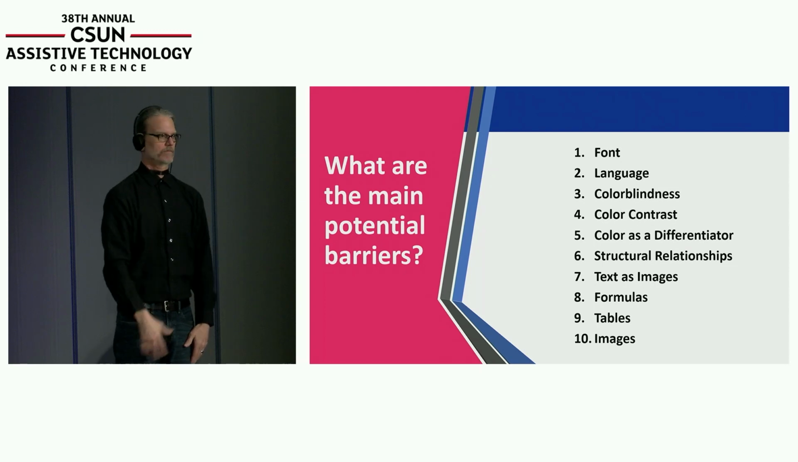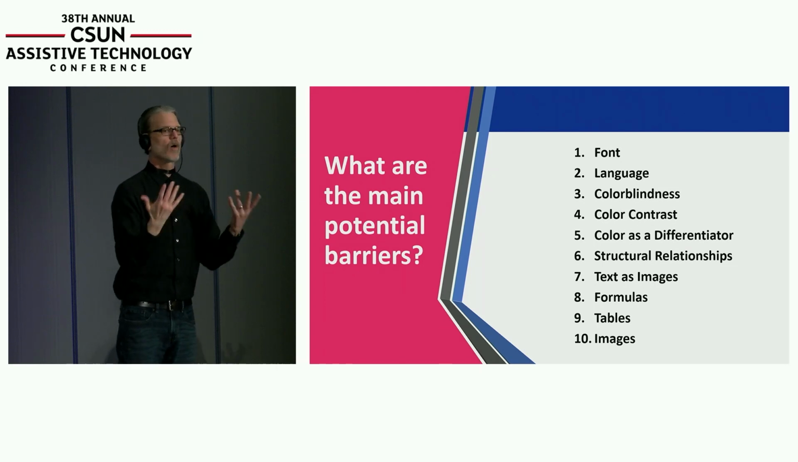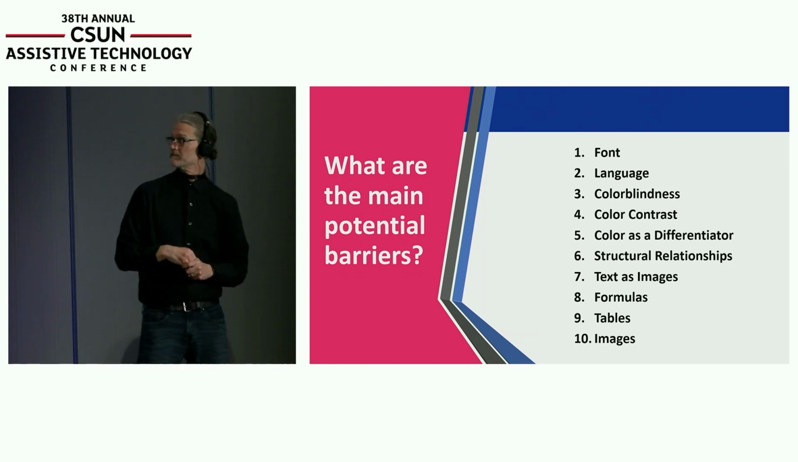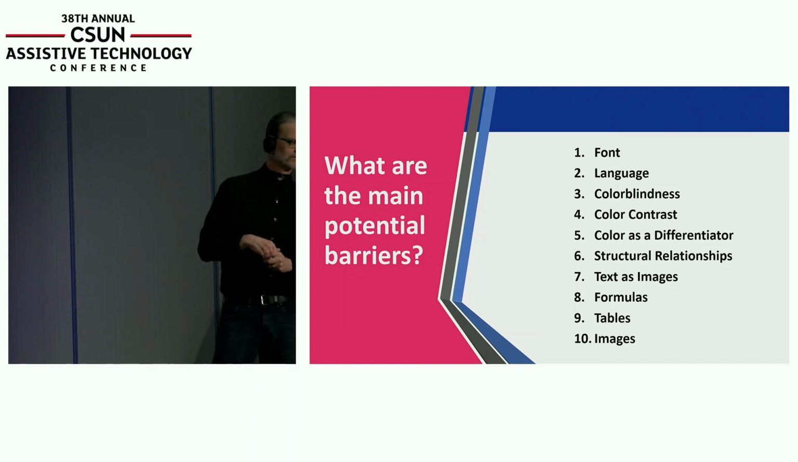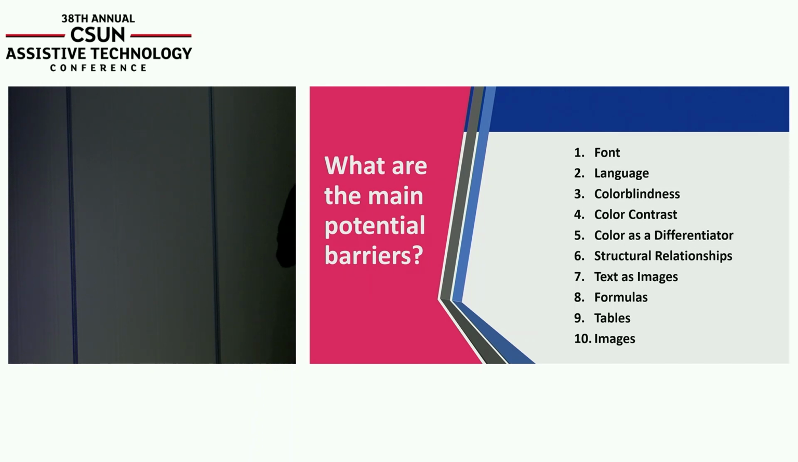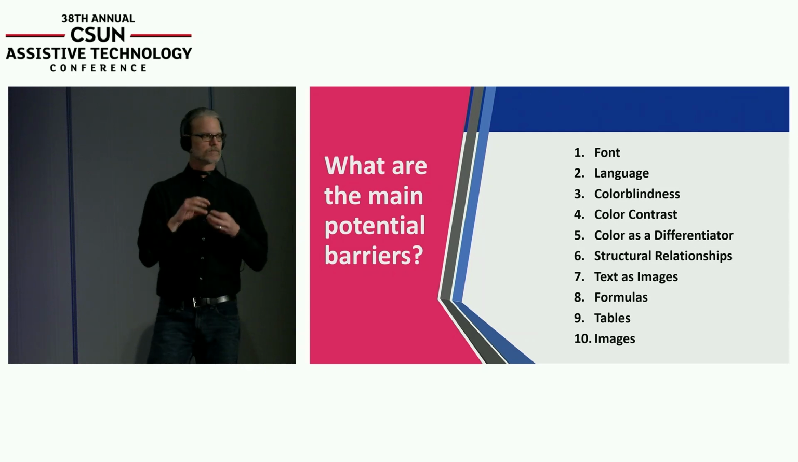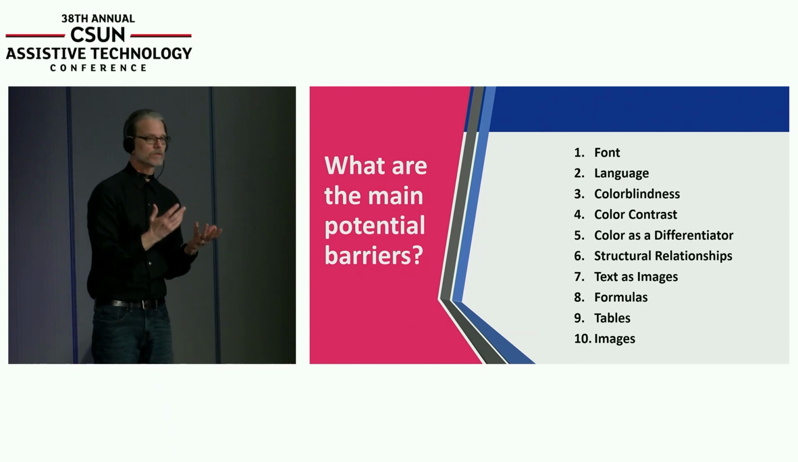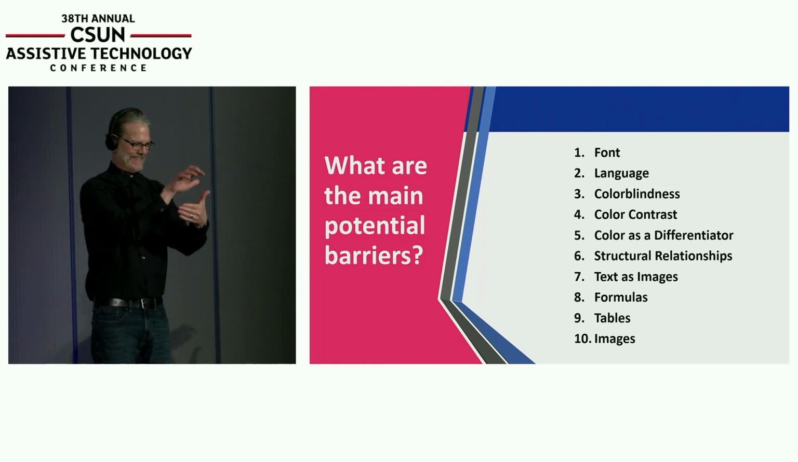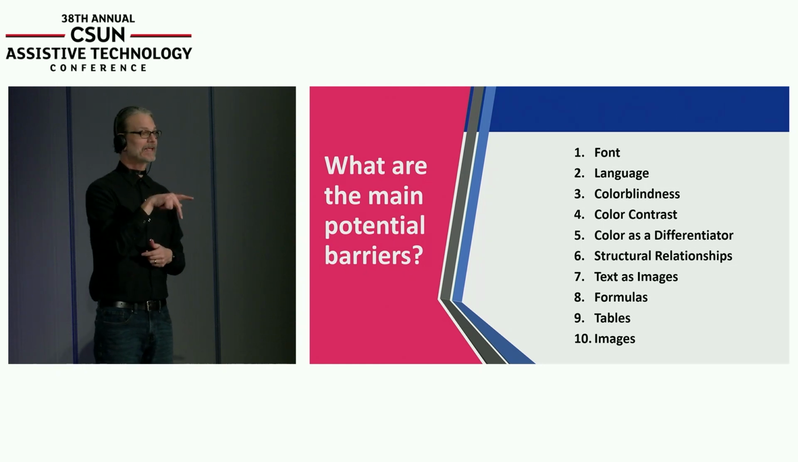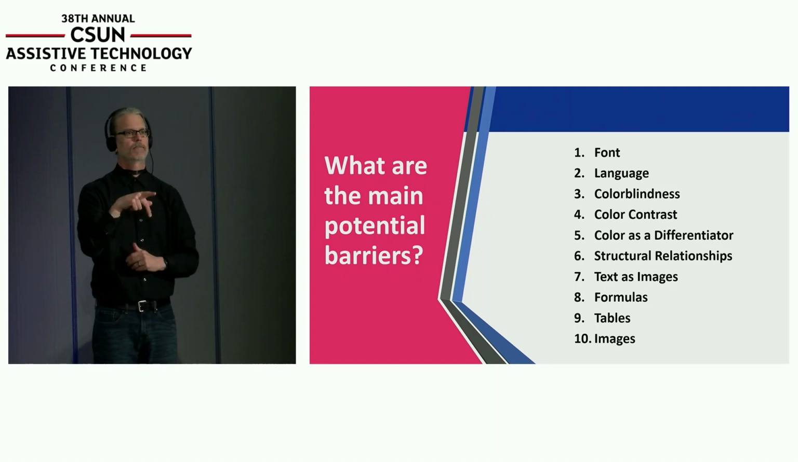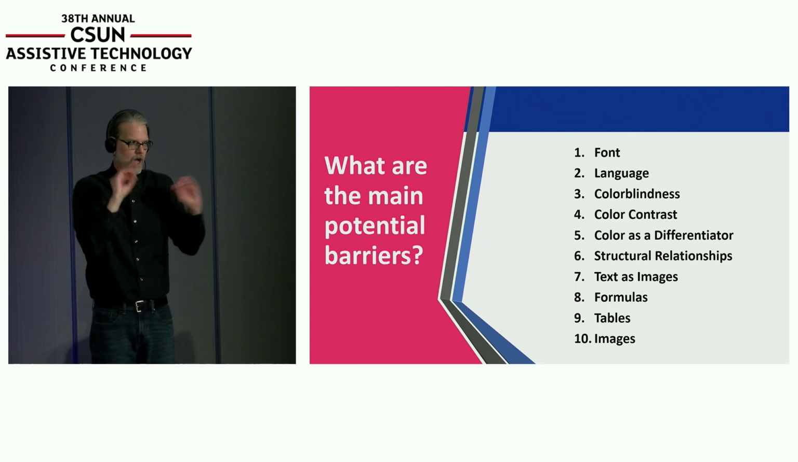What are the main potential barriers that we should be considering? If you have a phone, take it out and take a picture of this. Font, language, color blindness, color contrast, color as a differentiator, items in red or whatever. Structural relationships. Is there a relationship between my headings and my bullets and my images? All of those. Text as images. I want to avoid text as a primary JPEG or PNG. Formulas. If I've got formulas, we all know formulas are the worst thing to deal with in accessibility in a PDF because there's no other way to do it currently than to provide alt text.